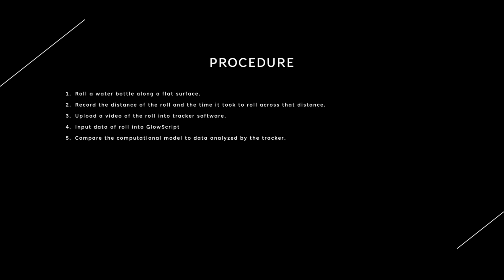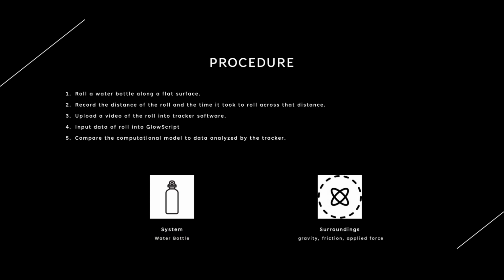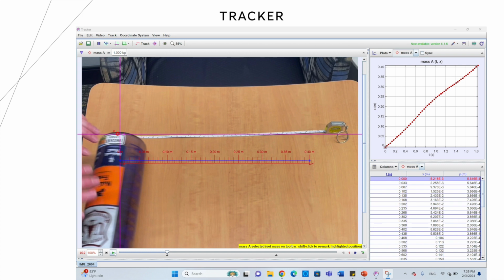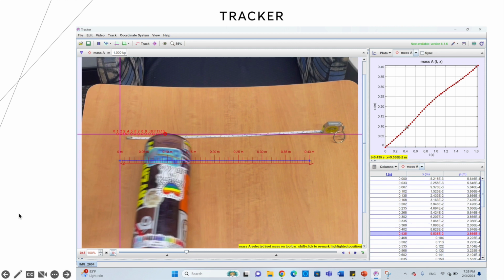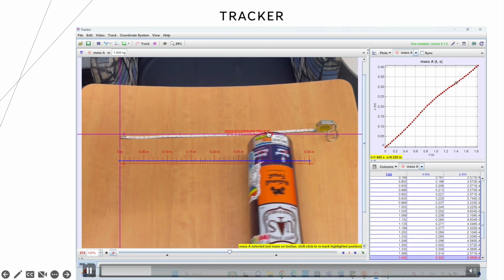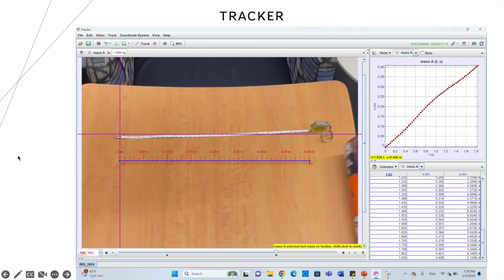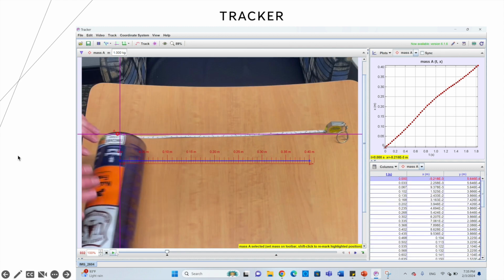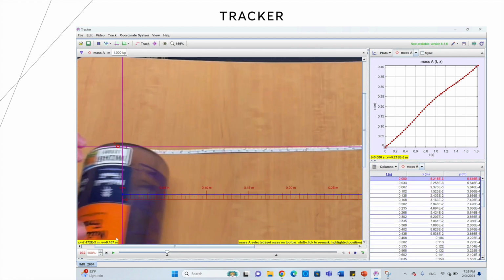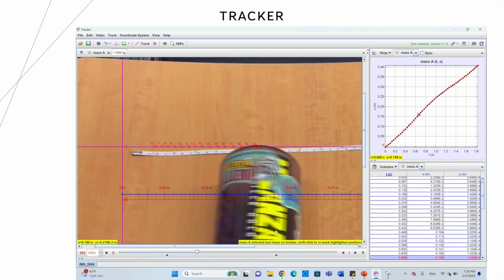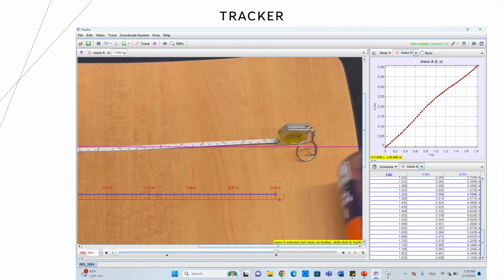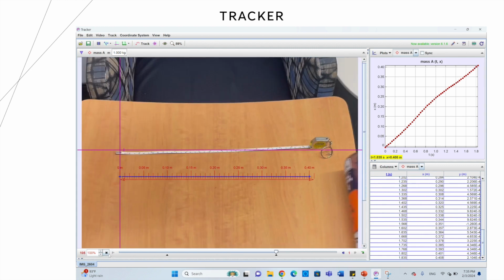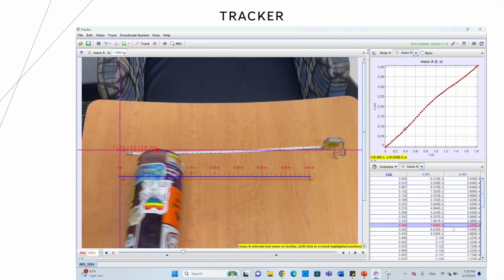My system for this project was a water bottle, and the surroundings were gravity, friction, and any applied force. This is the video uploaded to the tracker of the water bottle rolling across the surface. The red dots following the relative center of the water bottle are markings of the center of mass of the water bottle at each timestamp that I recorded by hand. On the right, you can see all the data being gathered, the time for each position. And at the top right, you can see a graph compiling that data of time and position.